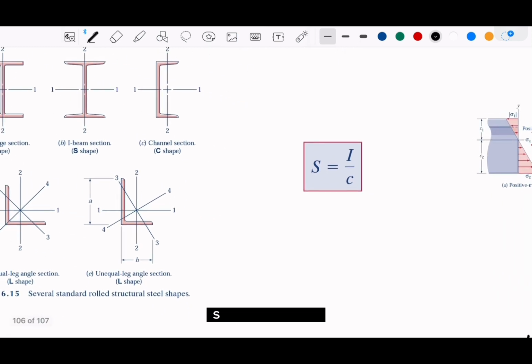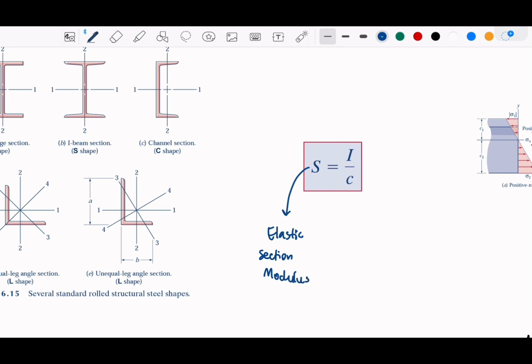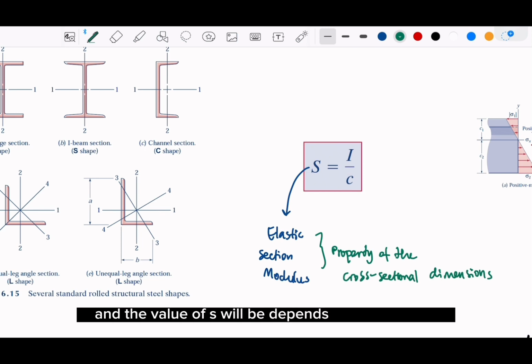Okay, and we have this, S equals I over C. So S is going to be the elastic section modulus. This will be a property of the cross section dimension. And the value of S depends on the centroid, okay? Depends on the centroid.